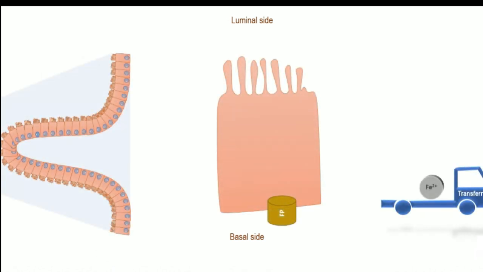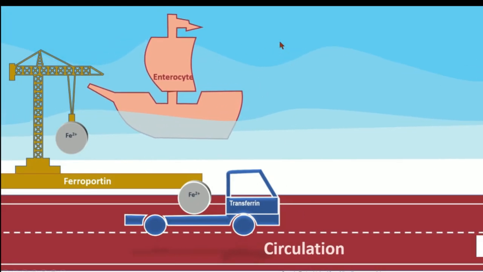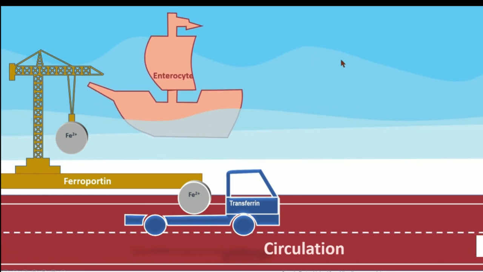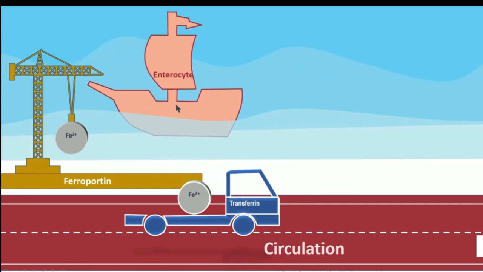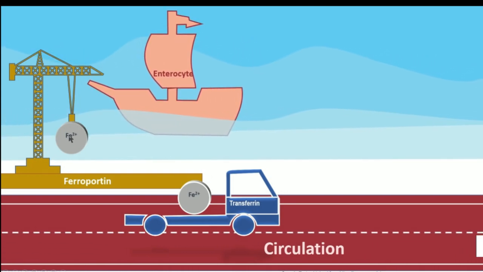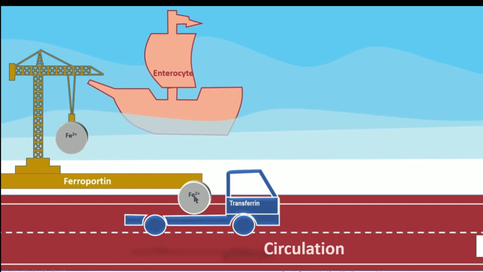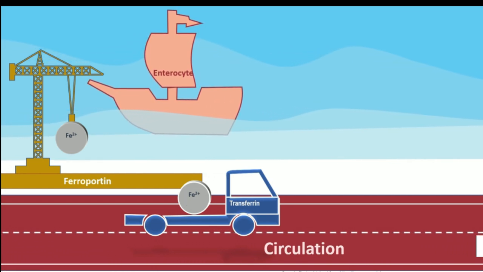So in a nutshell, what I think of this mechanism is that iron is imported into our body from the deep sea of the intestinal lumen with the help of the enterocyte, and this iron is ported into our body through ferroportin and transported on the roads of the circulatory system, the roads of the blood vessels, with the help of transferrin. So this was the mechanism of iron absorption in our body.